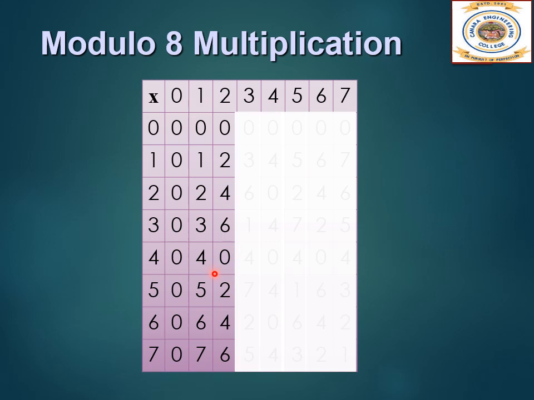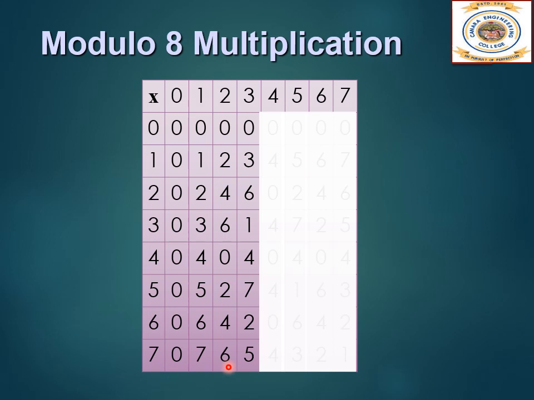So 8 mod 8 is what? 0. 2 into 5, it is going to be what? 10. So 10 mod 8 is how much? 2. So 2 into 6 is how much? 12. Right? So 12 mod 8, 4. Then 2 into 7 how much? 14. 14 mod 8, what is the remainder? 6. Okay. So this is the way we have to do.